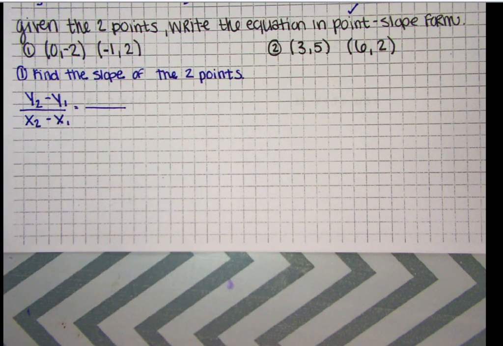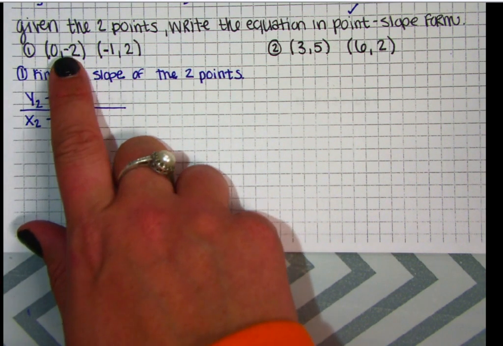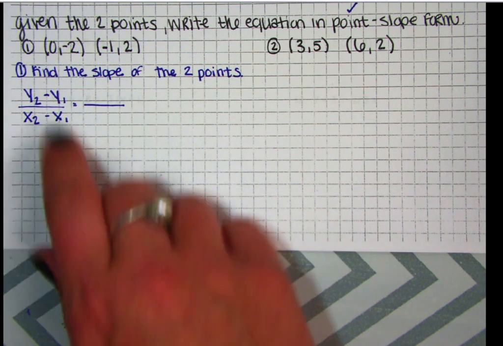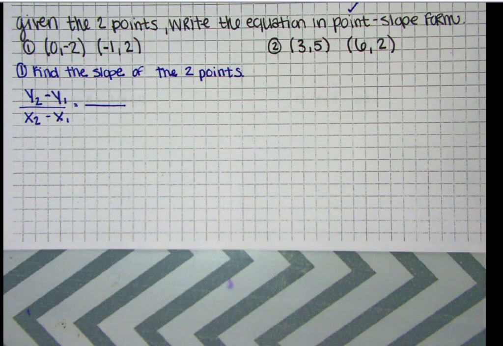What should I do with my points? How do I know which one's x1, which one's y1? I need the number next to it. So how do I label this set? How do I know what to plug in here? What should I do with these first? Label them. Good job.